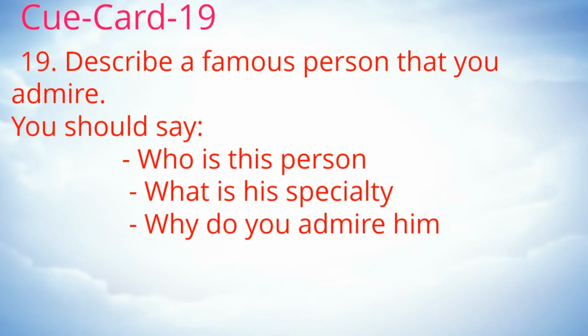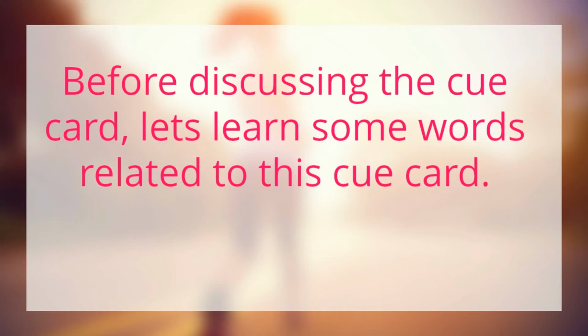Cue card number 19. Describe a famous person that you admire. You should say, who is this person? What is his specialty? Why do you admire him? Before discussing the cue card, let's learn some words related to this cue card.